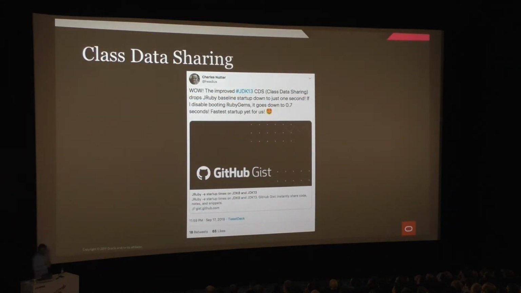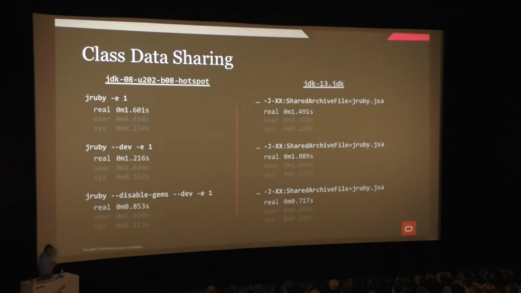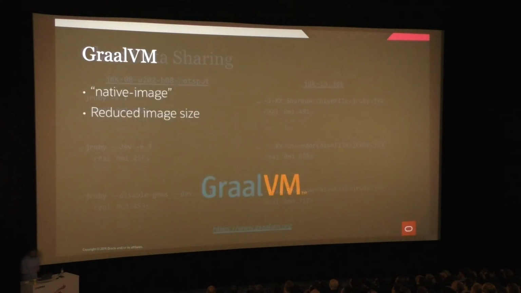Don't take my word for it. This is a tweet from last week from Charles Nutter, and basically it just praises the startup time that JRuby, which runs on Java, now has using CDS. Those are the numbers he published. If you look at the bottom, on Java 8, the startup time of JRuby was 853 milliseconds. With application CDS, 717 milliseconds. So that's something that is free, that you should use. It doesn't cost anything, and it brings real benefits.